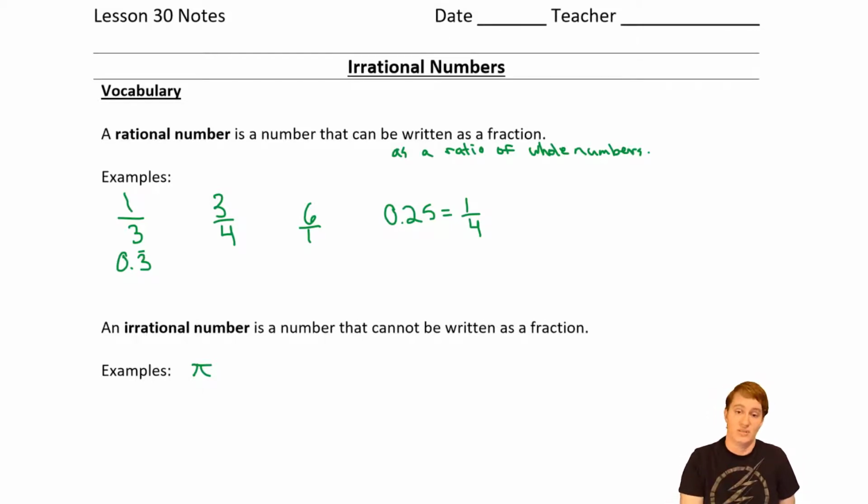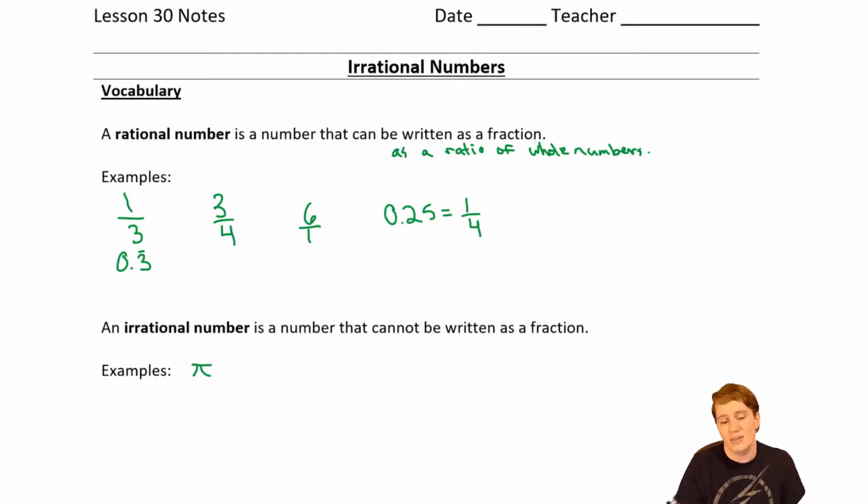22 over 7, for instance, approximates pi to 3 places. I think 3.14 or whatever. 22 divided by 7 is 3.14. So that's a way to approximate it, but pi isn't equal to that, because 22 over 7 would repeat since it's a rational number, and pi doesn't repeat.